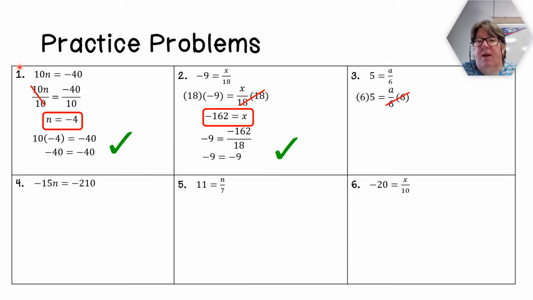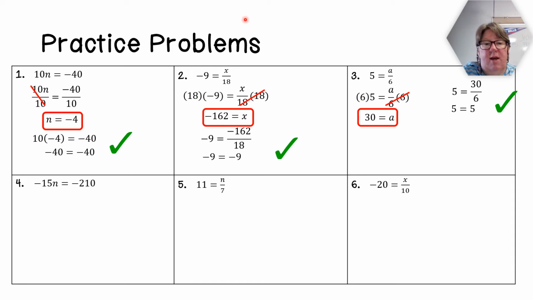When we simplify, we know that those two 6's cancel each other out and turn into a 1. So we have 30 is equal to a. We have to plug that back into our original equation and simplify. Okay, so we ended up with a true statement. That means that a equals 30 is in fact the solution.